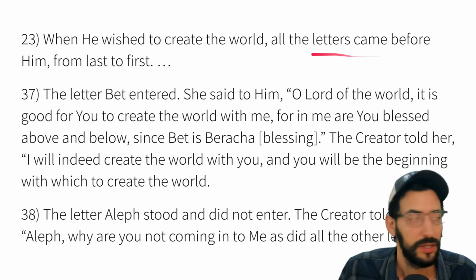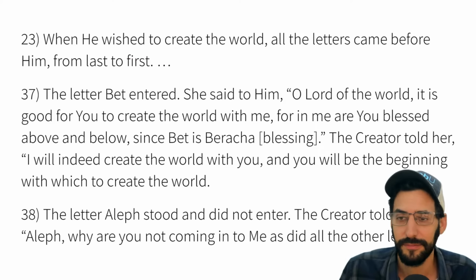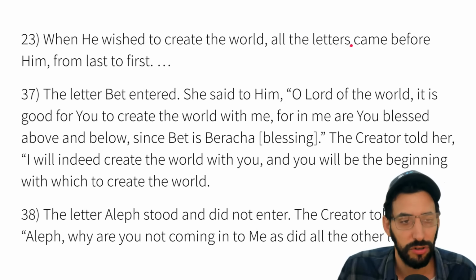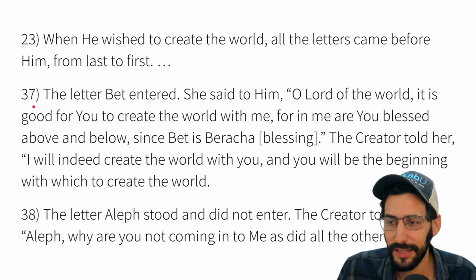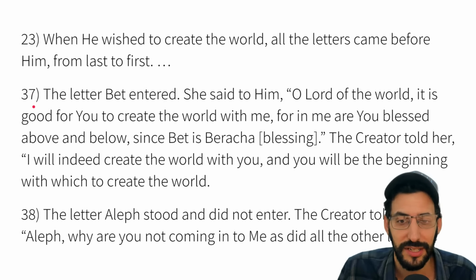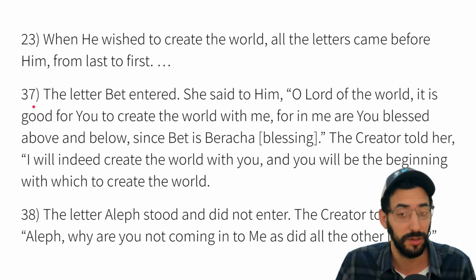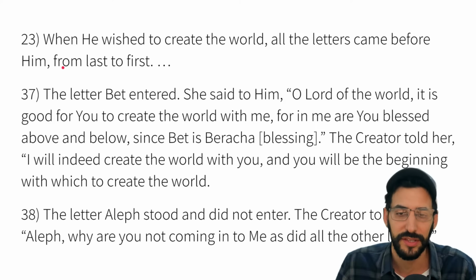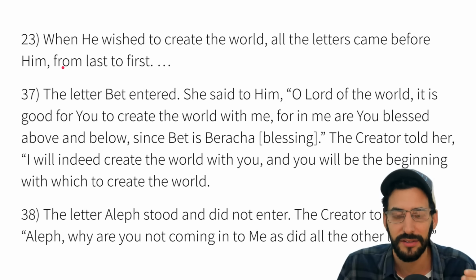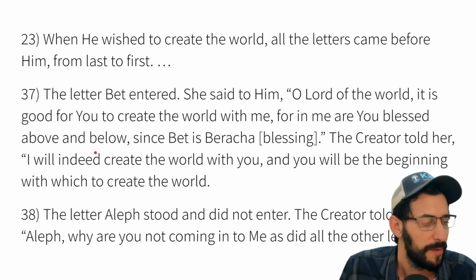So let's take a look at Bet and Aleph. Okay. So, when he wished to create the world, all the letters came before him from last to first. And as you can see, this is item 23. And item 37 is the letter Bet. Why? Because as said, the correction is from Taf to Aleph, from below up. So in this article, the first letter is Taf, and then Shin, and Resh, etc. And then finally at the end, Bet and Aleph.